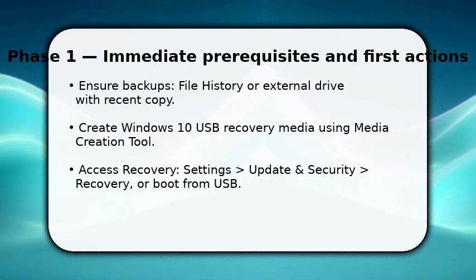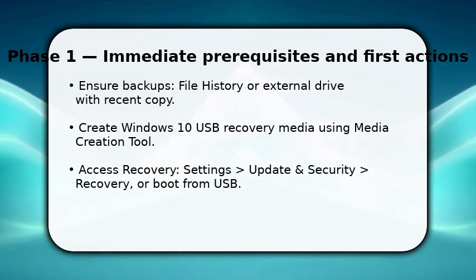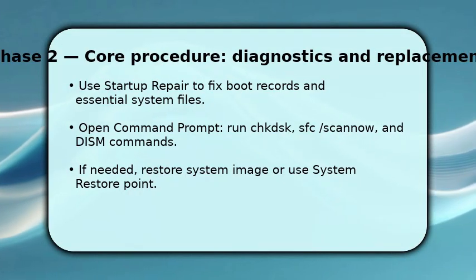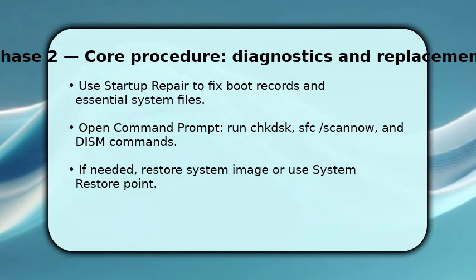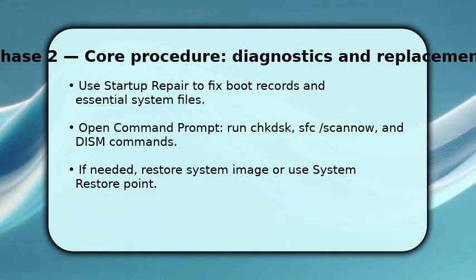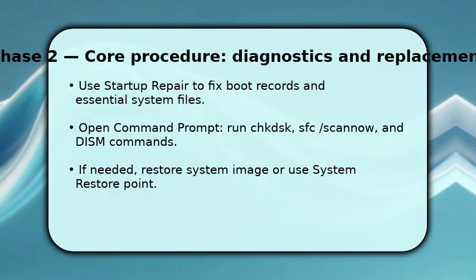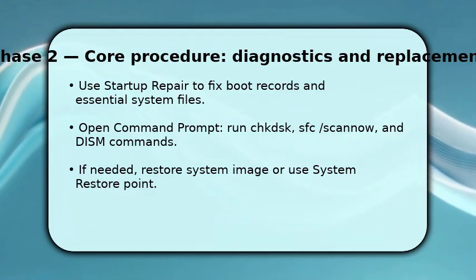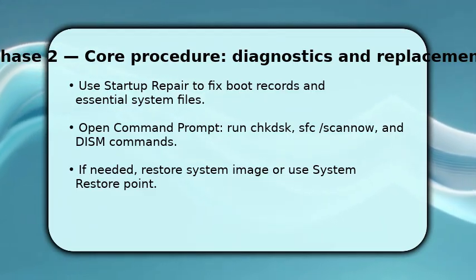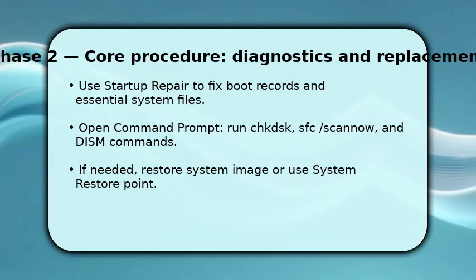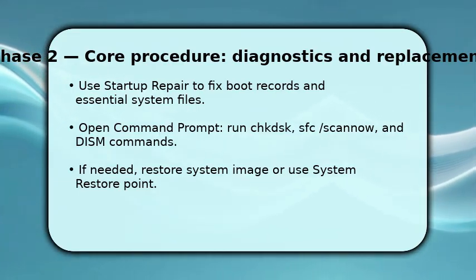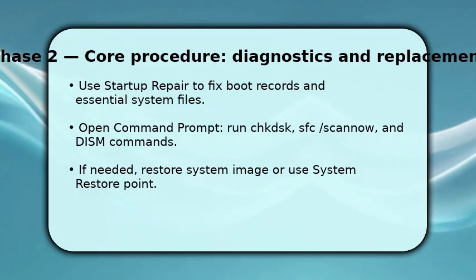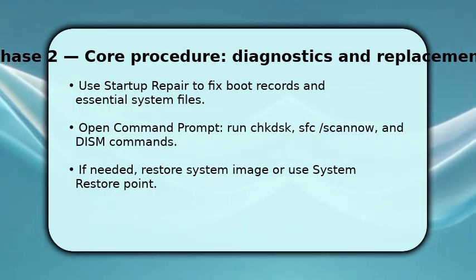Once in Advanced Options, start with Startup Repair. It automatically checks boot configuration and critical files. If issues persist, open Command Prompt and run chkdsk on the system drive to fix disk errors, then sfc /scannow to repair corrupted system files. Follow with dism /online /cleanup-image /restorehealth to rebuild the Windows component store. If those fail, use System Restore or a previously created system image.